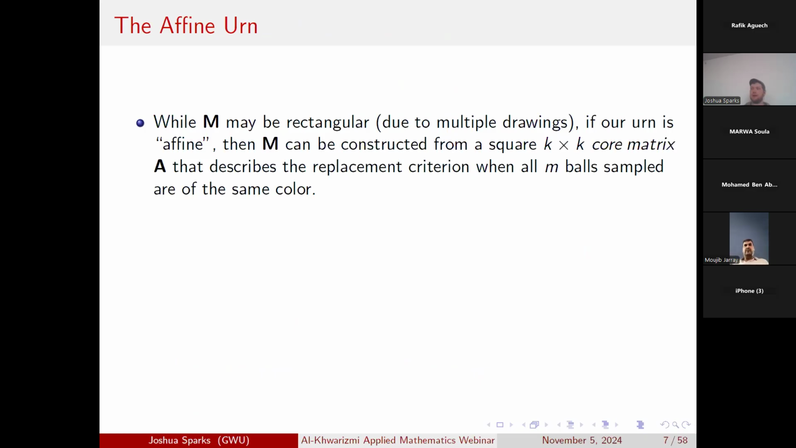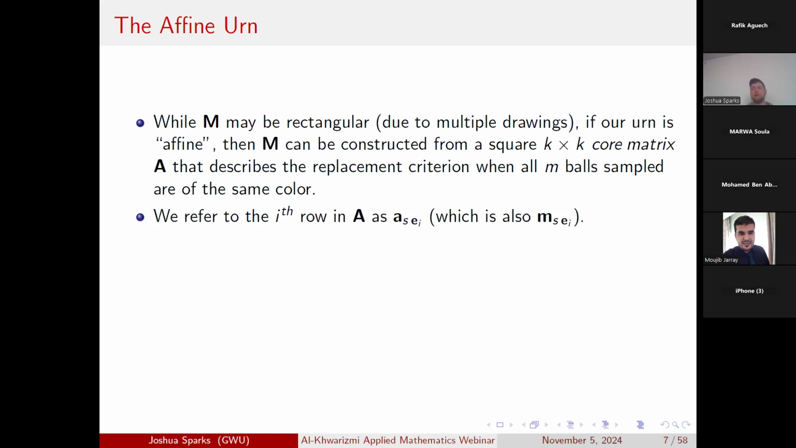And one of the nice classes of urns that happen from multiple drawings comes from what's called the affine urn. So M may be rectangular due to multiple drawings. If we have what we call an urn that is affine, and I'll describe a little bit more later, then the replacement matrix that we are constructing actually has what we call a core matrix, A. It describes the replacement criteria when all M balls sampled are of the same color.